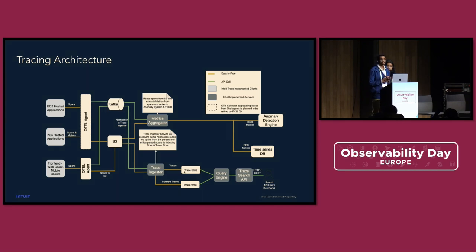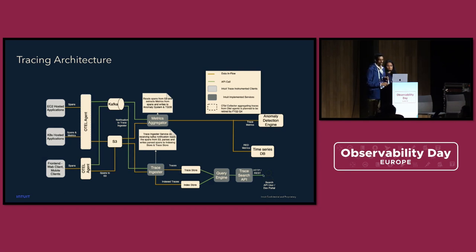And then you have the final trace store, which is used to pull up the completely stitched trace. So when you've identified a trace ID, you give that trace ID and then pull the entire set of spans associated with the trace ID using this trace store. Then we have a layer of trace search API, which is nothing but a query layer, which abstracts it from the user.